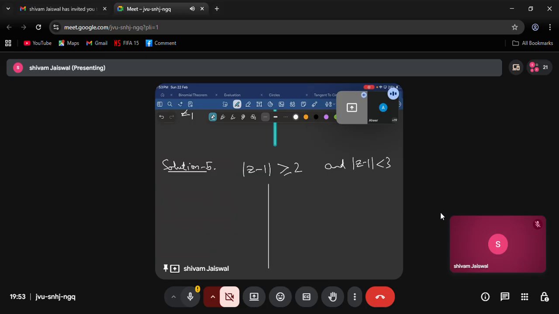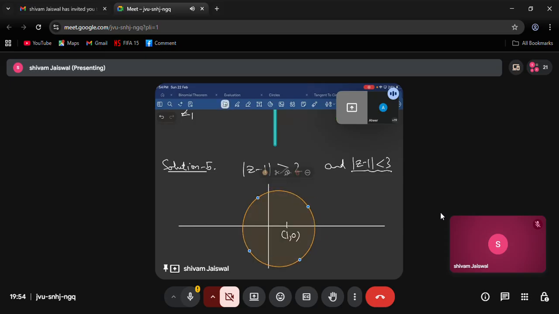First of all, tell me, what does mod of z minus 1 equal to 3 represent? Circle with center 1, 0 and radius 3 units. Are you getting how to plot mod of z minus 1 equal to 3? It will be this circle. If you couldn't understand, you can ask me now. This is the circle mod of z minus 1 equal to 3. Next, mod of z minus 1 is equal to 2. It will be this circle.